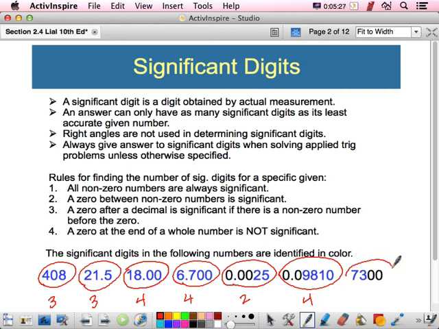This is the one that I don't like. I never liked this one, and this is where I have trouble. 7,300 has how many? 2. Only 2. Because zeros at the end of a whole number are never considered significant unless you put a decimal after them. Okay? I don't like that because to me, if I say 7,300, I mean 7,300. You know, like I would never be like, oh, it's about 7,300.